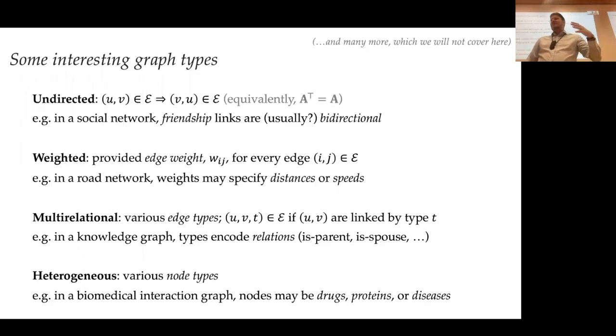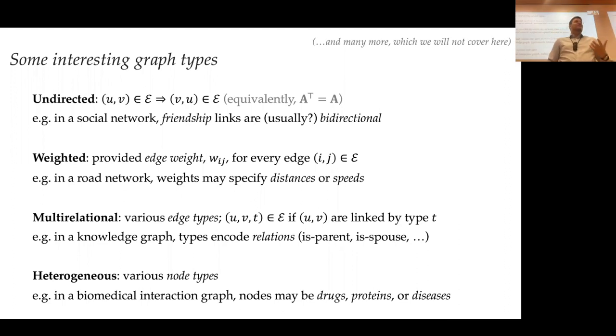And then there's a few very interesting subtypes of graphs that we might encounter either during this tutorial or afterwards. You can have undirected graphs where the adjacency matrix is symmetric. So if I point to you, you also point back to me. This is a fun assumption to make sometimes in social networks, for example. If I'm friends with you, I would usually expect you're friends with me as well, I hope.